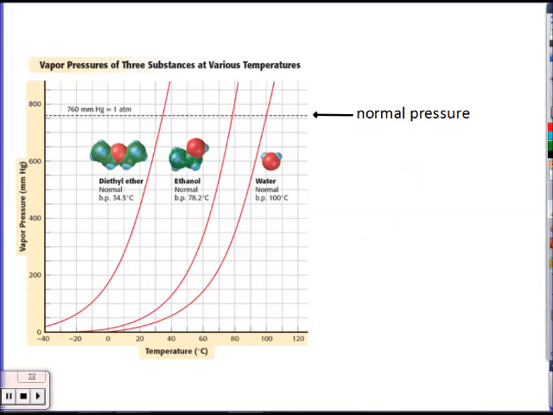And I have a chart that's going to show you this. This is the vapor pressure of different substances at different temperatures. Let's look first at water. What happens with water when we're down at room temperature? There's a vapor pressure somewhere over here. It's pretty low. There's not a lot of vapor at that room temperature. As I begin to increase, I'm beginning to follow this curve.